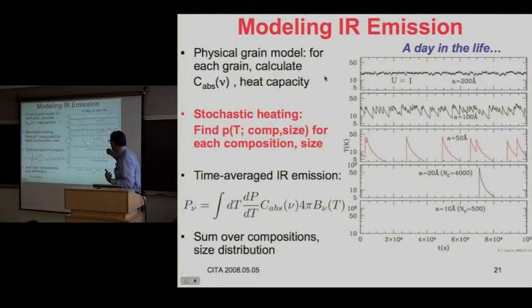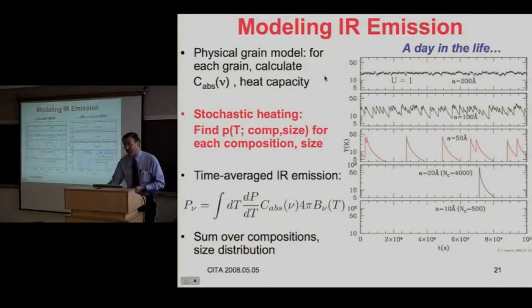But for a grain like this, you have to worry about the jitter up and down. There's no average temperature that would make sense for describing any of the thermal properties of that grain. You have to look at the probability of finding the grain at different temperatures. So you have to solve for the probability distribution function, the probability of finding a grain in some temperature interval T to T plus dT for each composition and each size and each radiation field that you're using. That's just a statistical physics problem to solve, but if you can solve for that, then you can integrate over the temperature distribution for one grain to get its time averaged infrared emission, and then you can sum up over all the grains in your model to get the time averaged emission from the whole grain population.